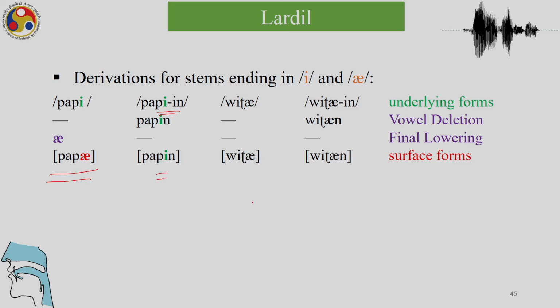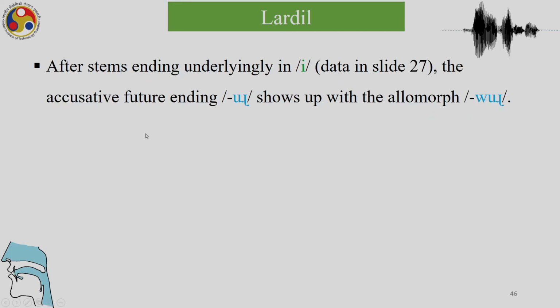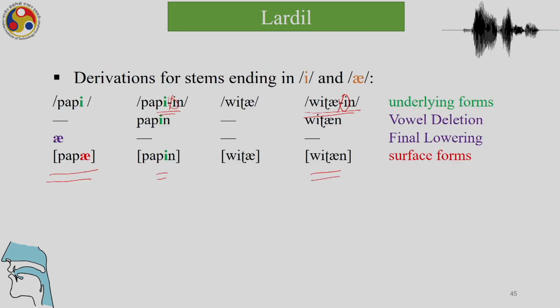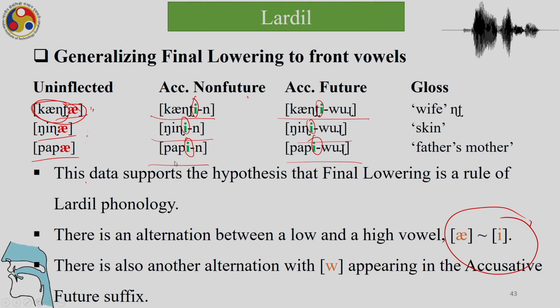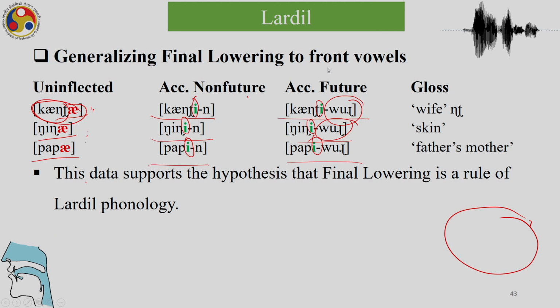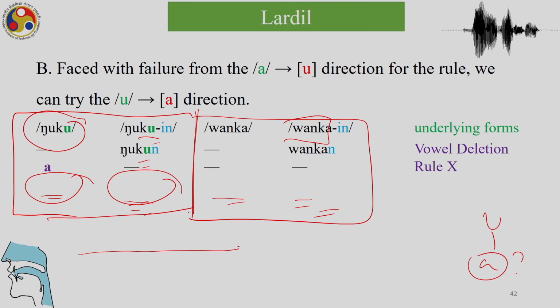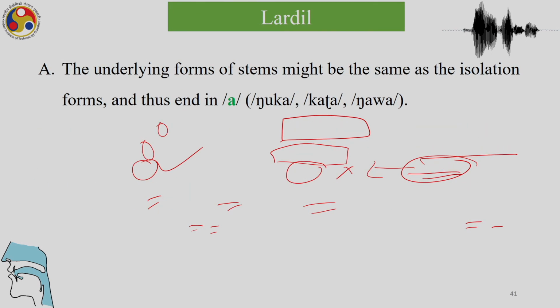And similarly in vite we have viten, where the e which underlyingly was there in the morpheme is deleted. So after stems ending underlyingly in e, the accusative future ending ur shows up with the element were of ur. Where did we see that? Again, let's go back to the data which we did not discuss when we talked about Kenti. Recall that earlier in the data we did not see a were there. So let us look at the were data that we discussed before.